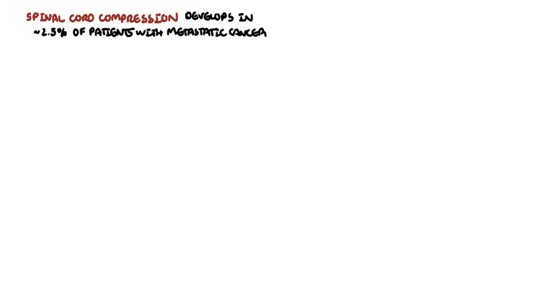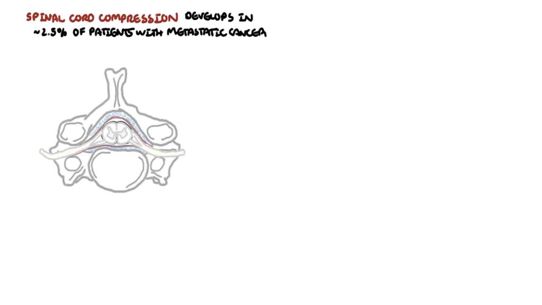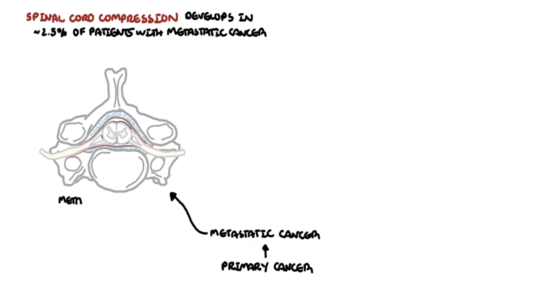Spinal cord compression develops in approximately 2.5% of patients with metastatic cancer, and may be the first presentation of someone with cancer. Metastatic cancer, of course, originates from a primary source, primary tumor, and this could be the lungs or the breast, for example. So these cancers will metastasize into the spine. Metastatic tumors in the osseous vertebral columns account for 85% of cases of spinal cord compression.